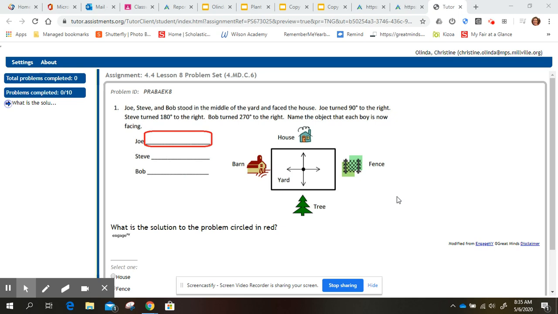All right, fourth graders, this is your math work for today on assessments. It's Module 4, Lesson 8 problem set. I hope you watched the Zern video because you'll need that to be able to do this.